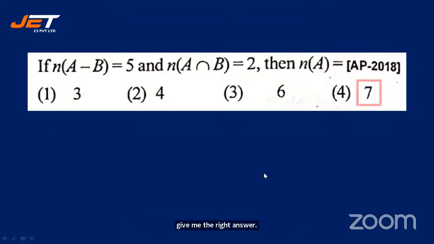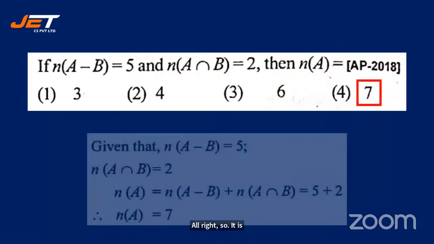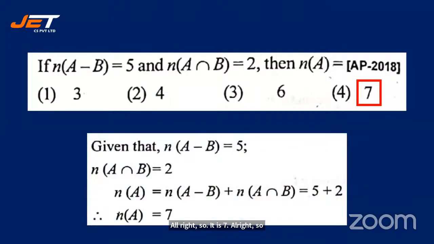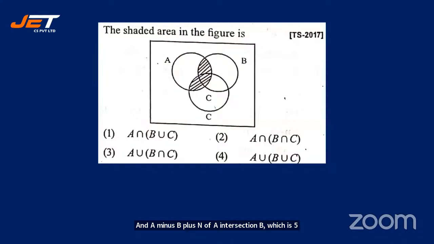All right. So it is 7. How is it 7? Let's see. N of A minus B is 5. N of A intersection B is 2. So we have a formula. N of A is equal to n of A minus B plus n of A intersection B, which is 5 plus 2. That is 7. All right. Yes. See the next question.